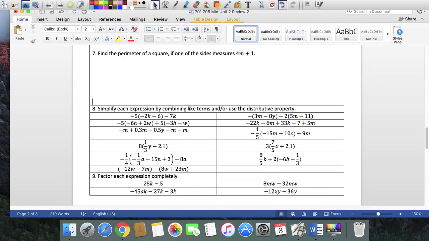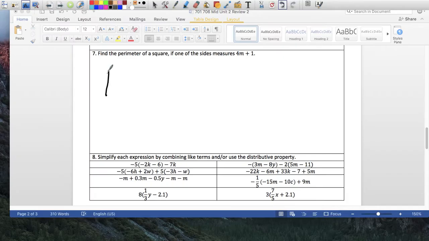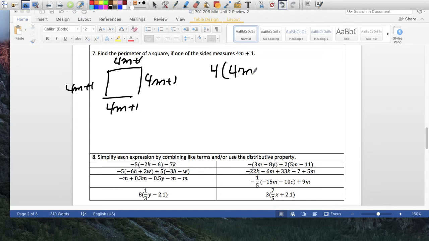Find the perimeter of a square if the side is 4m plus 1. So again, always draw, it makes life easier. This is 4m plus 1, and this is 4m plus 1, and this is 4m plus 1, and that's 4m plus 1. So it's 4 times (4m plus 1). 4 times 4m is 16m, and then 4 times 1 is 4.